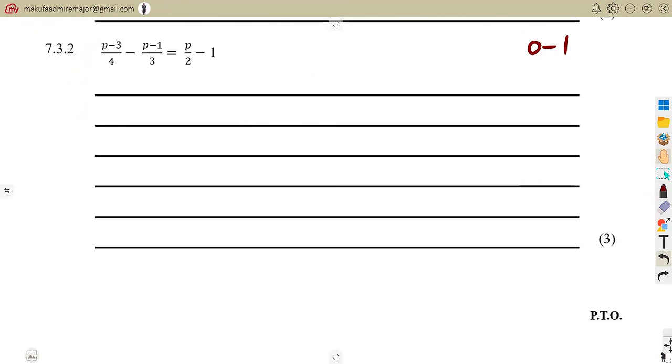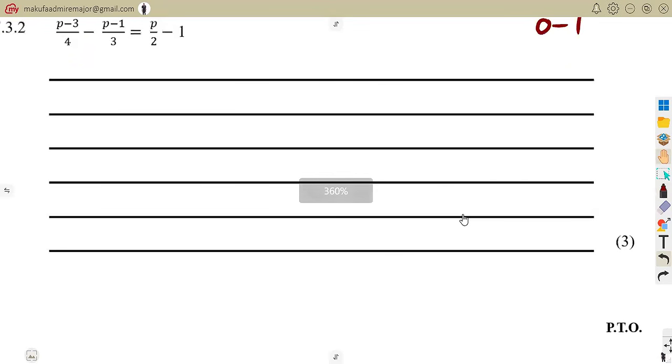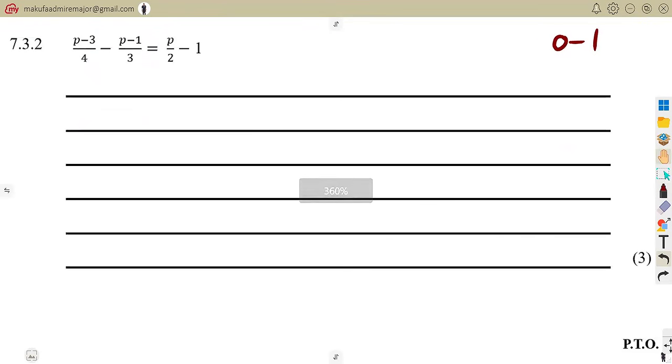Again, solving this equation, we are given p minus 3 over 4, minus p minus 1 over 3, equals 6p over 2 minus 1, where the 1 is the same as over 1. So you can simplify using the LCD of these denominators: 4, 3, 2, and 1. What is the LCD or the LCM? 4, 3, 2, and 1. So the LCD was going to be 12. So you can simply multiply each term by 12.